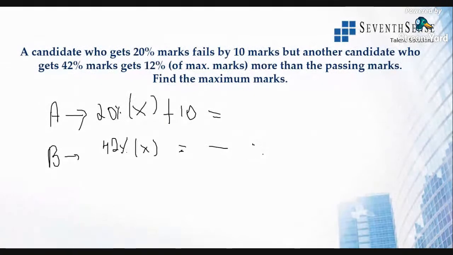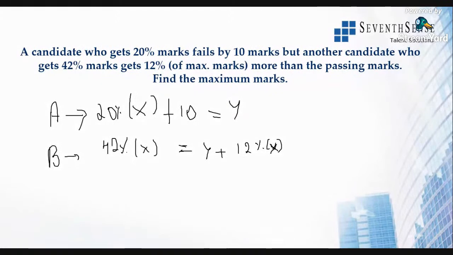He gets 12% of the total marks more than the passing marks. All right, so I'll just assume passing marks as Y. So this person gets 12% more than the passing marks, so 12% of the maximum marks. All right, this is the equation, right?